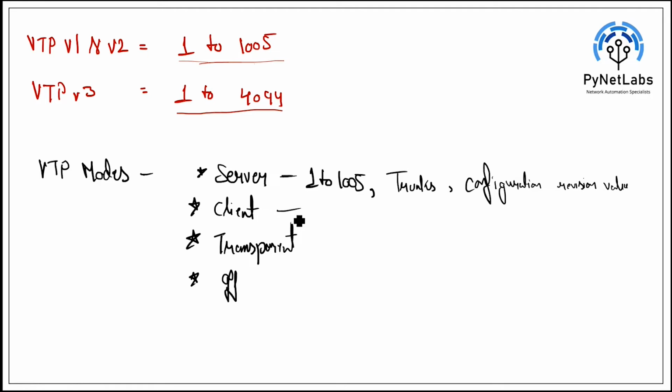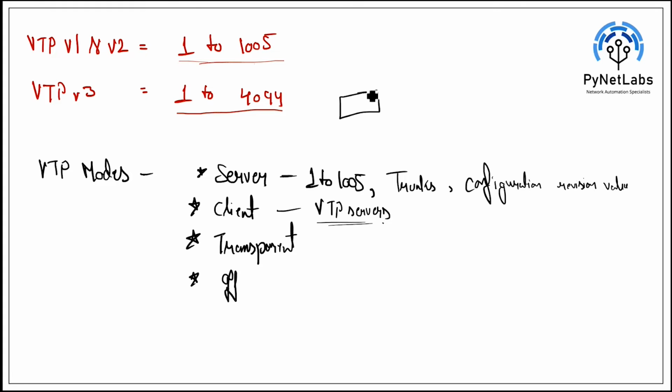Now, the next is the VTP client mode. VTP client mode is something where, as you already know, you cannot delete or create the VLANs, or modify the VLANs on the client switch. It uses the VLANs of the VTP server. You're not allowed to create them here.